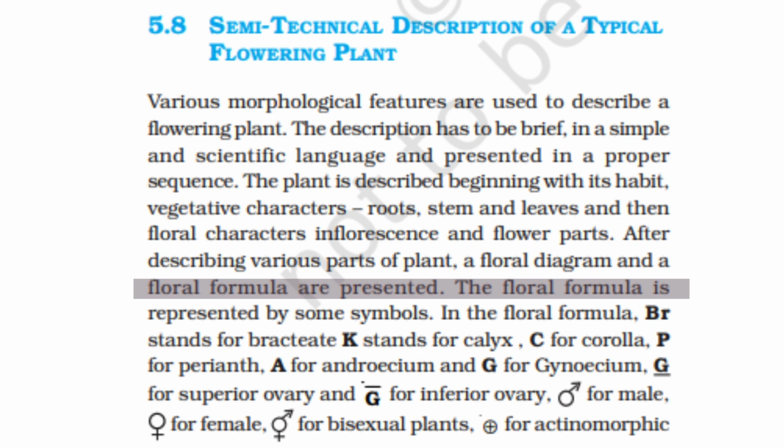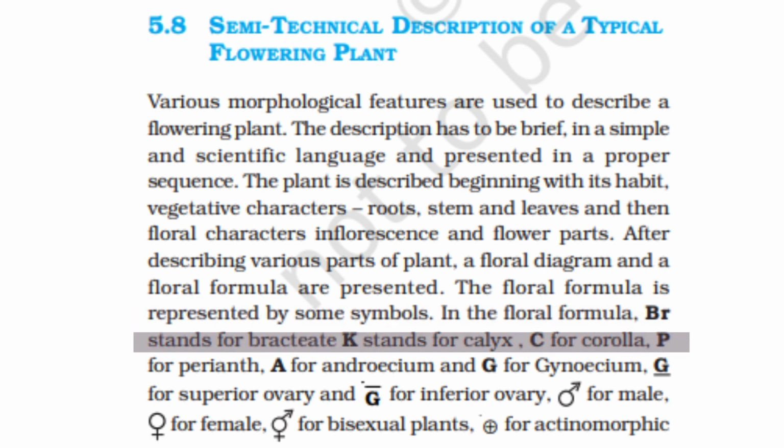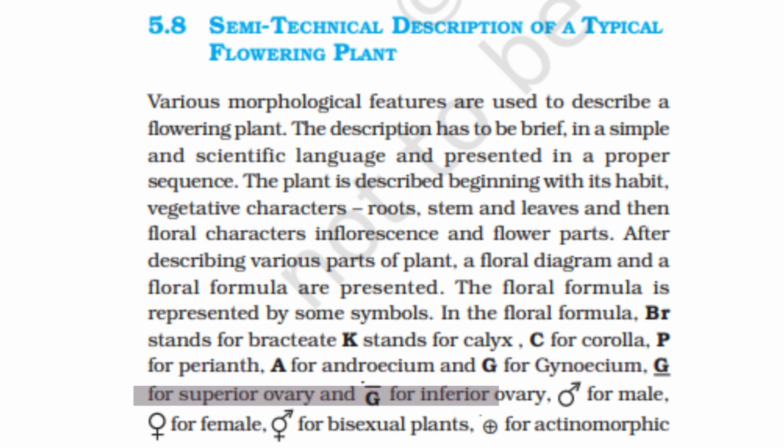The floral formula is represented by some symbols. In the floral formula, Br stands for bracteate, K stands for calyx, C for corolla, P for perianth, A for androecium, and G for gynoecium.